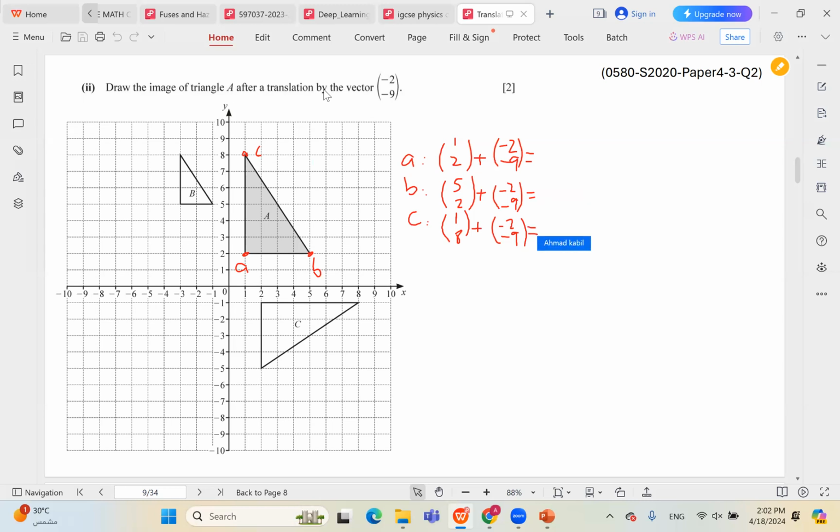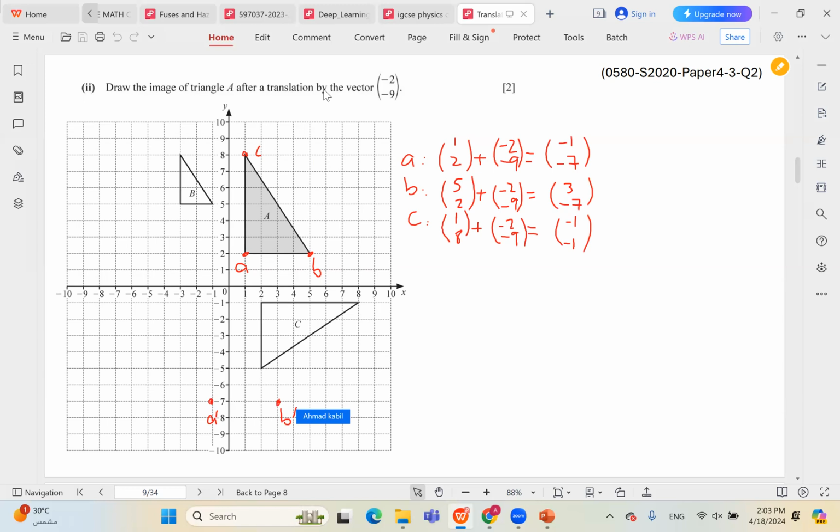And we add the vectors together, so we get -1, -7, 3 and -7, and finally -1 and -1. We plot these points onto the graph. So -1, -7 is here. This is A dash. And then 3 and -7 would be here. This would be B dash.